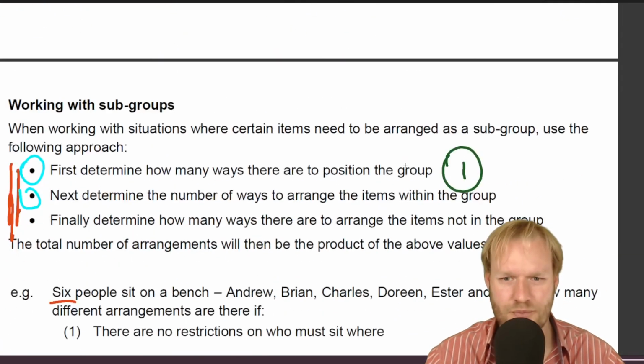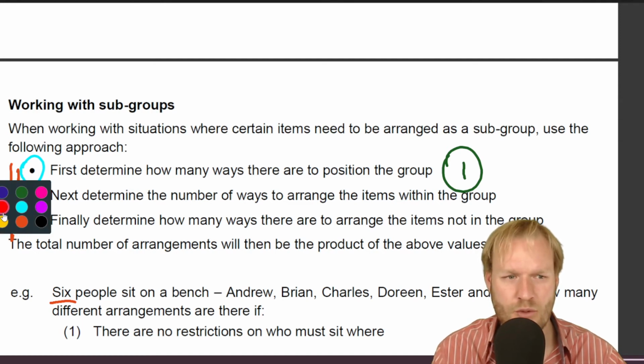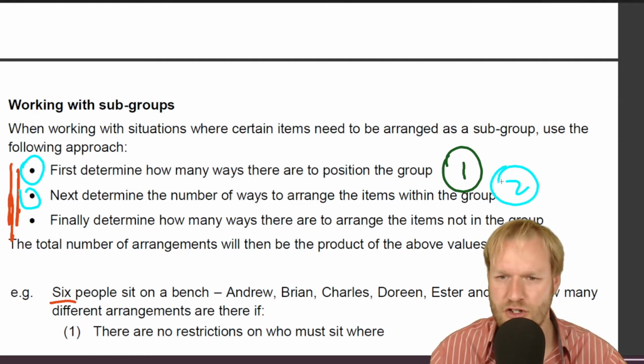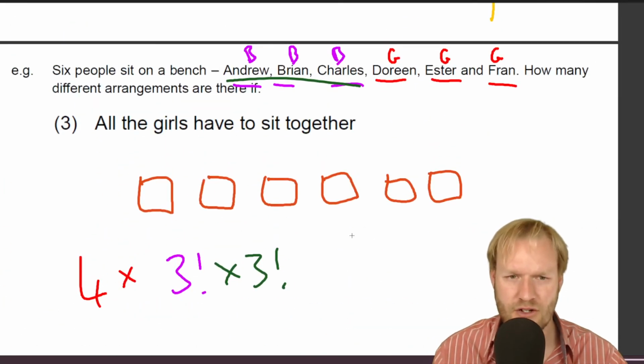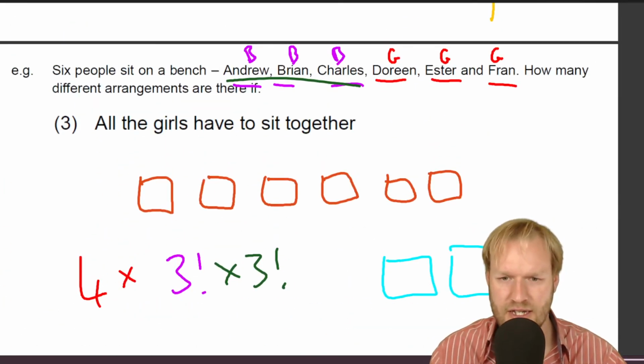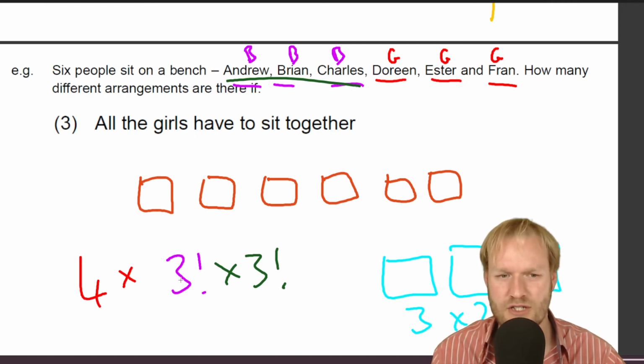Then, part 2. Next, determine the number of ways to arrange the items within the group. So for these 3 girls that are sitting next to each other, how many different ways could they sit together? Well, we could place any one of the 3 in the first seat. There are only 2 left to place in the second seat. And finally, there's 1 way to do that. So 3 times 2 times 1 is 3 factorial.